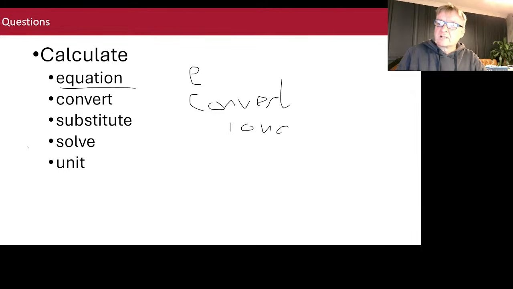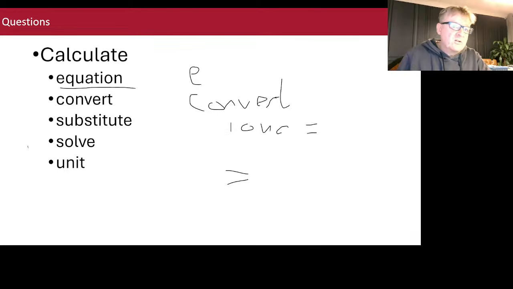Okay, so if it's 10 kilometers, do an equals, and then you will then say 10,000 meters. Once you've done the convert, then what you need to do is substitute. So you've got your equation, you've got an equal sign, and then just literally substitute in the numbers, solve it, and then don't forget to do the unit, right?